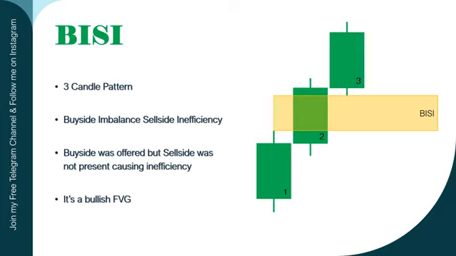This void between this first candle's high and the third candle's low, this is what we call a fair value gap, or a BC right here. This is buy side imbalance and sell side inefficiency right here. So in short, it's just a bullish fair value gap. If you mark it as just fair value gap, it's fine as long as you know what you are looking for.